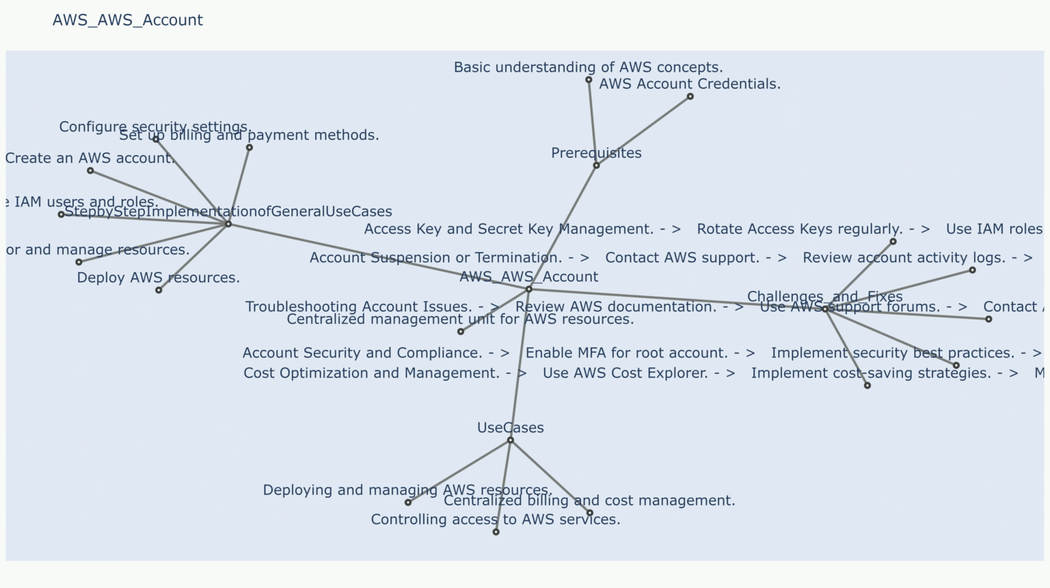Events, challenges and fixes. Access key and secret key management. Rotate access keys regularly. Regularly change access keys to mitigate security risks associated with compromised keys. Use roles for service accounts. Leverage roles to provide temporary, limited access to services and applications, reducing the need for long-term credentials. Store credentials securely. Store access keys and secret keys securely using tools like AWS Secrets Manager or parameter stores.